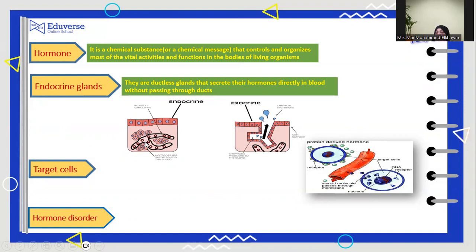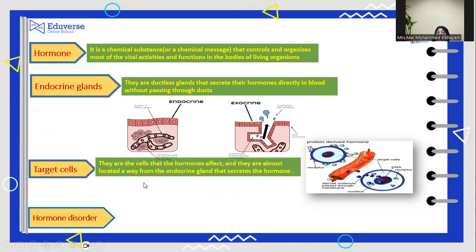While the endocrine glands release their secretions in the bloodstream, which will take them to the site of action, which we call the target cells. They don't have ducts like that, so they are called ductless glands. They are ductless glands that secrete their hormones directly in the blood without passing through ducts.